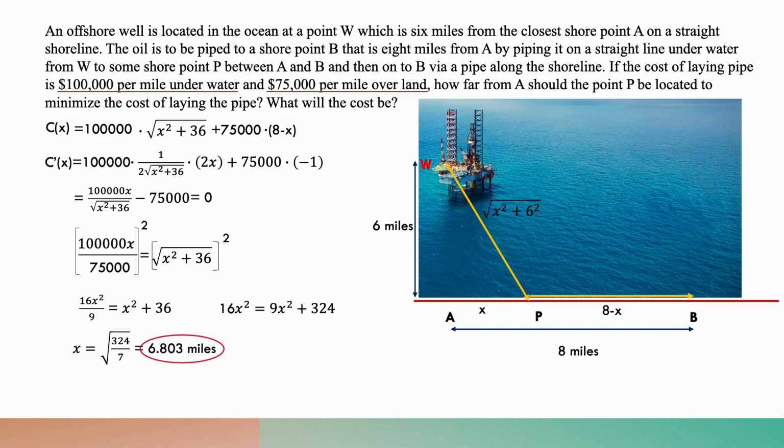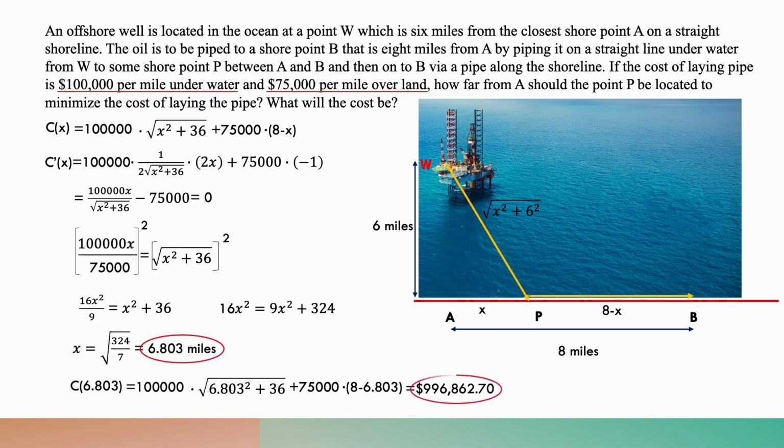To find out the optimal cost, we simply plug in this x value to the cost function. Just replace x with 6.803, then we can get the cost value. It is $996,862.70. So if we lay pipes in this route, the total cost will be a minimum.